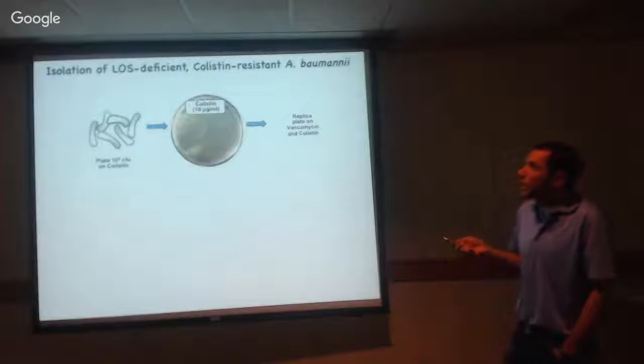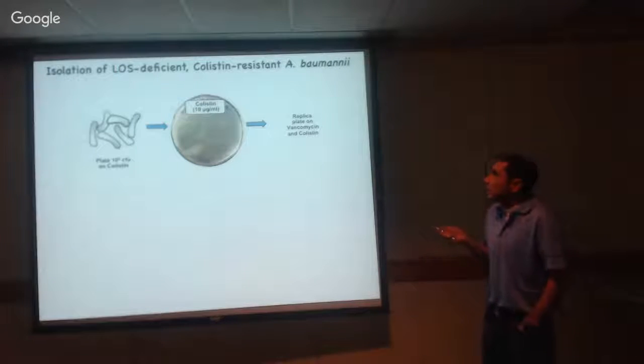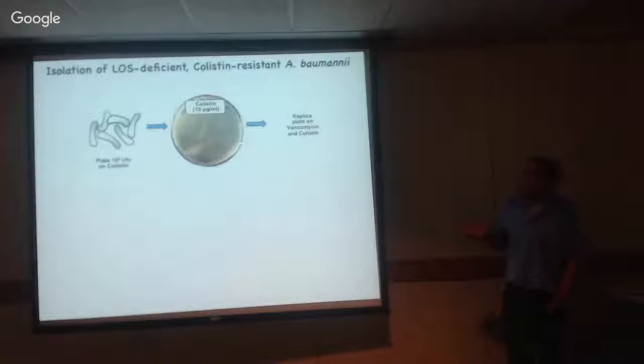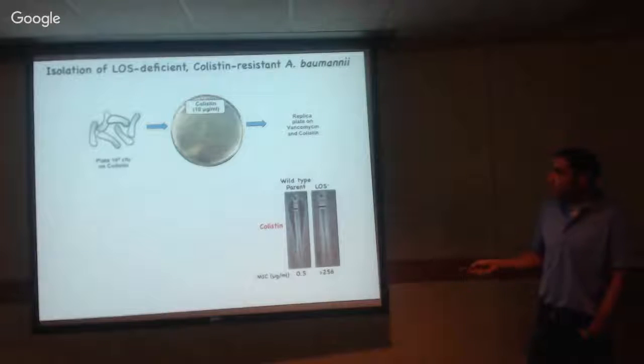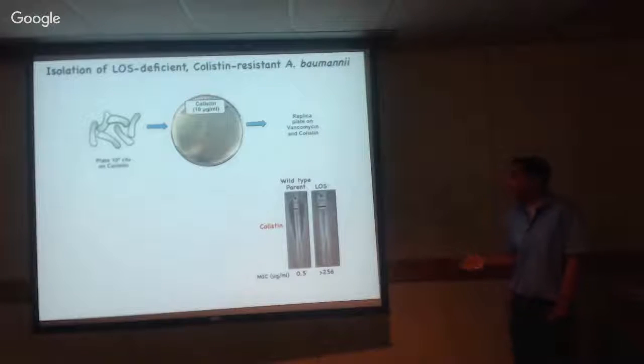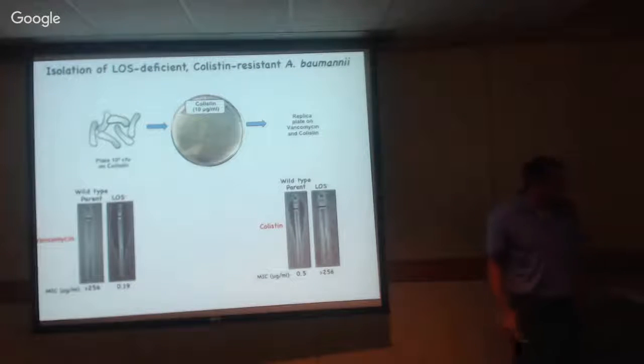So what I did was I took our Acinetobacter strain, we plated it on colistin, and we isolated what we thought were LPS or LOS deficient Acinetobacter strains, and then we replicated on vancomycin and colistin. So our wild-type strain was sensitive to colistin, and once we isolated LOS deficient colonies, which we verified using a number of techniques, we found that there was a 500-fold increase in the MIC of cells that had completely shut down LOS biosynthesis.